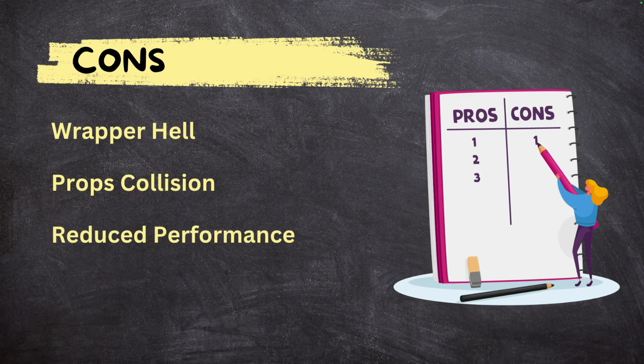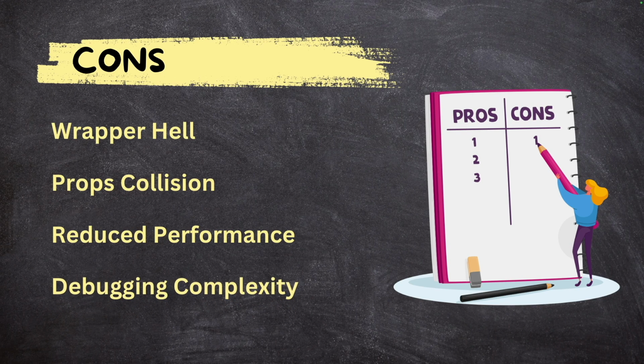The third one is reduced performance. Each higher order component creates a new component in the React component tree. If overused or poorly implemented, it can lead to increased render time and impact our performance. So we have to be very careful when we use HOC in our application.